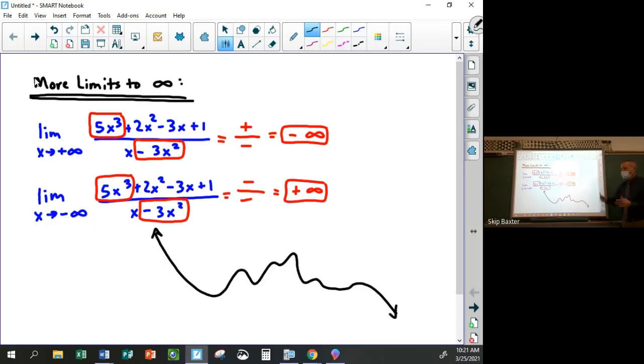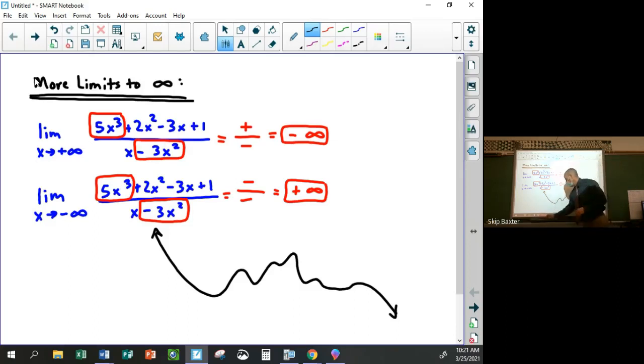There's probably some asymptotes or whatever. So that's the bottom line. Pick a number that's either positive or negative, depending on whether you're going to positive infinity or negative infinity, and plug it into the leading terms to determine the sign. And that's going to give you the sign of the limit. It's either going to be positive infinity or negative infinity.